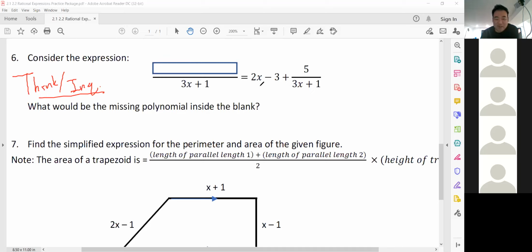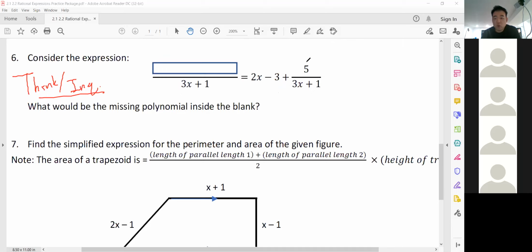Here, let's put it this way. There's a couple of ways you can think about this. Let's say I was a student. One thing I can say is, hey, on the left side, everything is divided by 3x plus 1. Maybe I want this to also have the same denominator as 3x plus 1. So maybe I can try multiplying by 1, just like we learned before, to make it 3x plus 1, right? That's one way you could have thought about it.